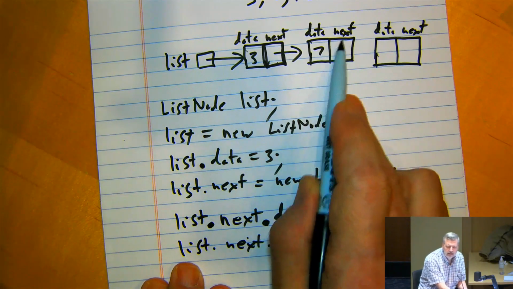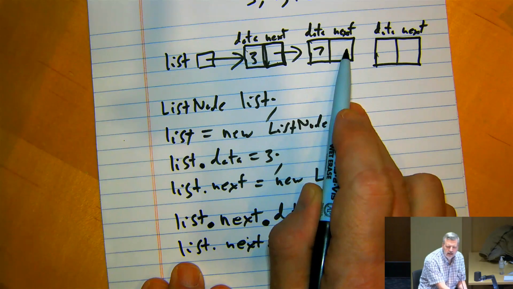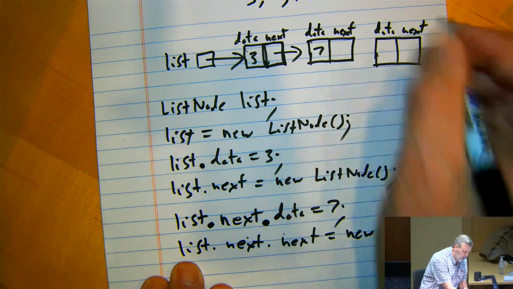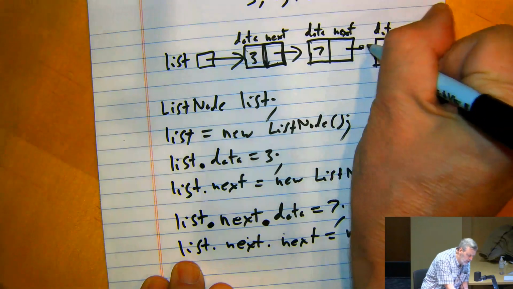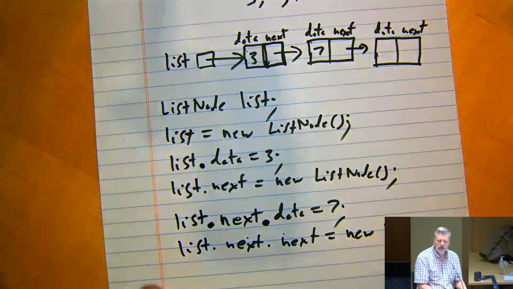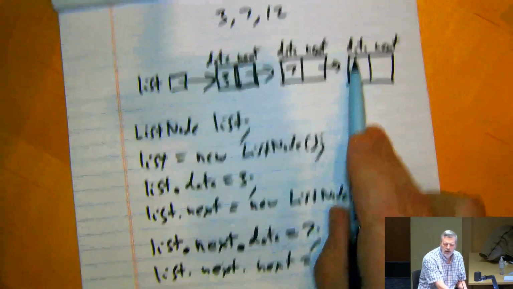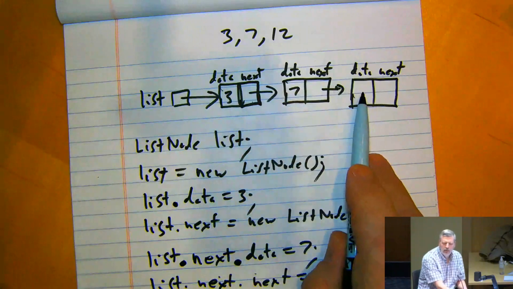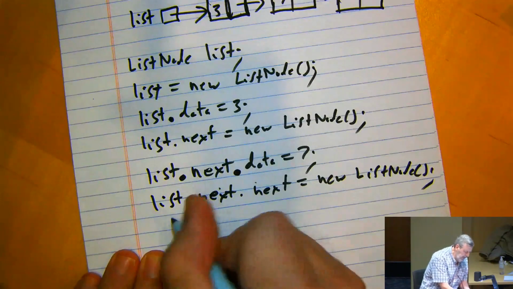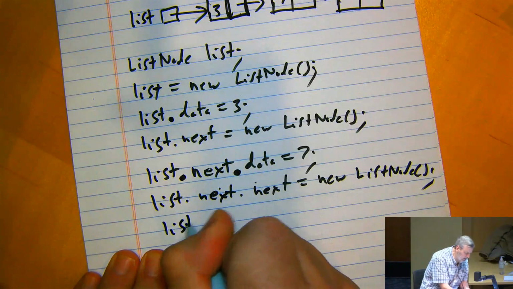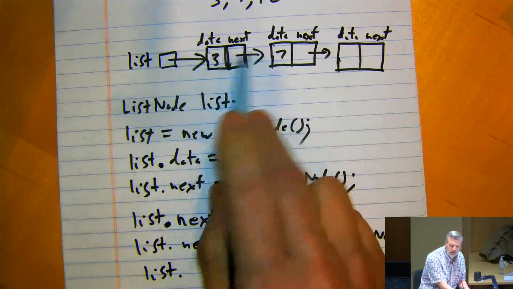List.next.next. This box is known as list.next.next. That's where I want to store the arrow to the thing that was just constructed. So we store an arrow to this right here. So I'm trying to get 3, 7, 12. So how do I get a 12 inside of here? Again, my only variable is list. Which of the fields am I interested in this first node?